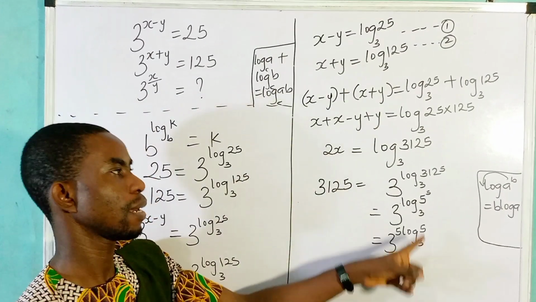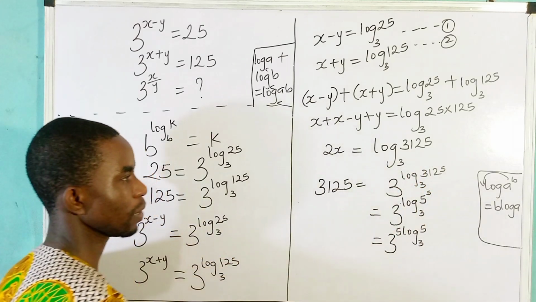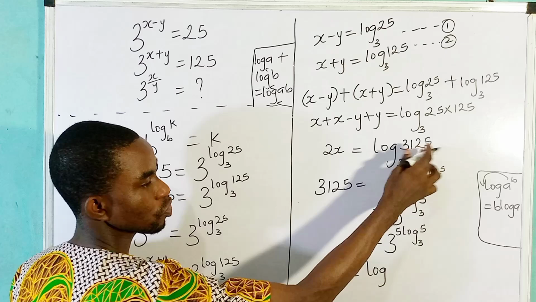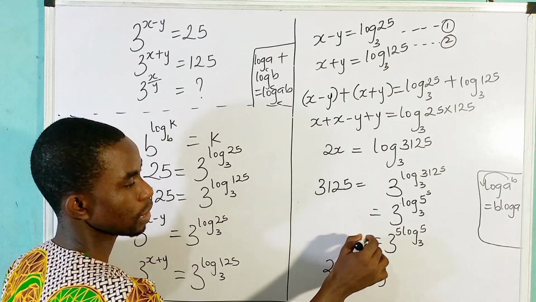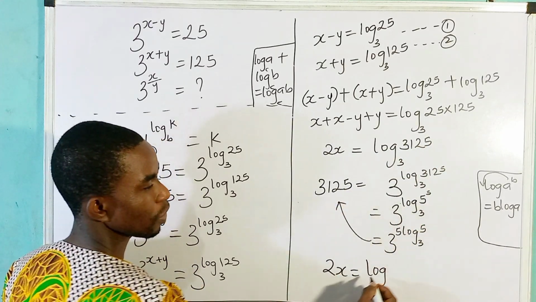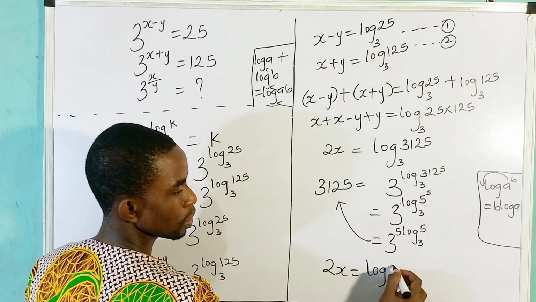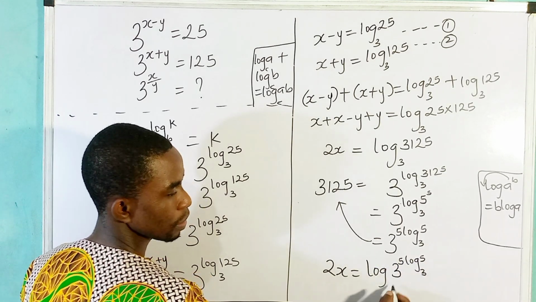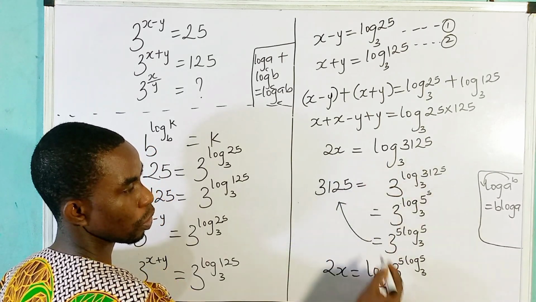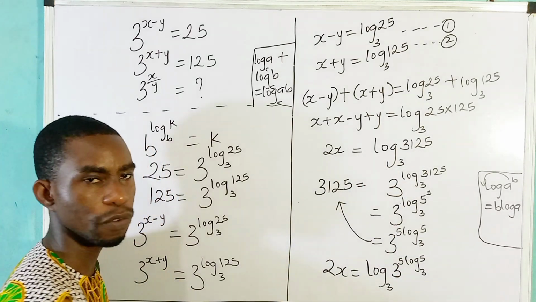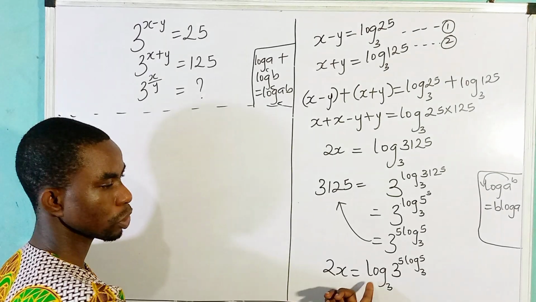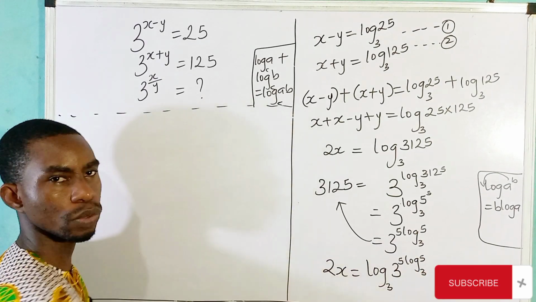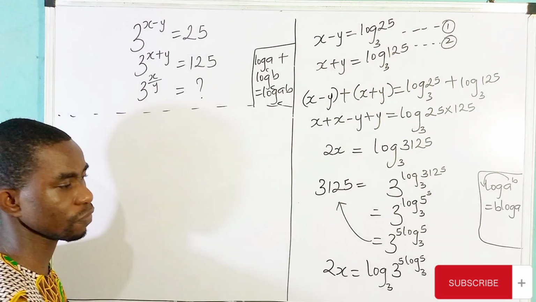Let's take this back to this problem. So 2x will be equal to log, instead of 3125, I'm going to write everything here since this is equal to 3125. So we'll be having log 3 to the power of 5 log 5 base 3. And remember, this log has the base 3. I hope you're following. So now we have 2x equals log 3 to the power of 5 log 5 base 3, with all base 3. How do we solve this?